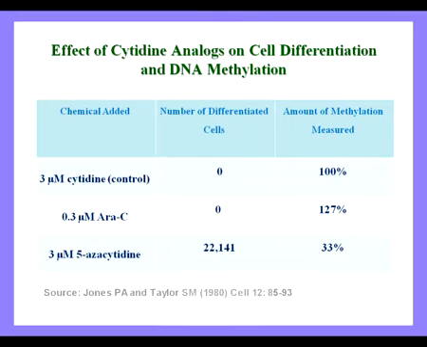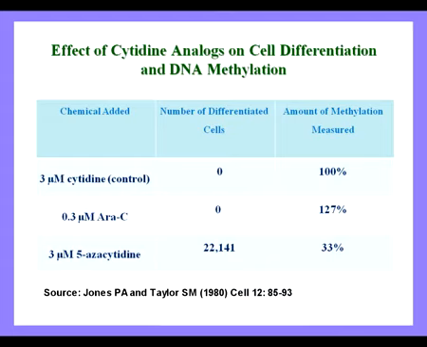Say small data that they obtained. They also ran a control to show the effect of cytidine analogues on cell differentiation and DNA methylation. These are three simple columns: chemicals added, number of differentiated cells, and amount of methylation. With 3 micromolar cytidine, which was a control, the number of differentiated cells was 0, there was no differentiation, and the amount of methylation was 100%. So what do you infer from this? In this control, no differentiation was seen, whereas 100% methylation was seen. That means methylation has suppressed the differentiation.